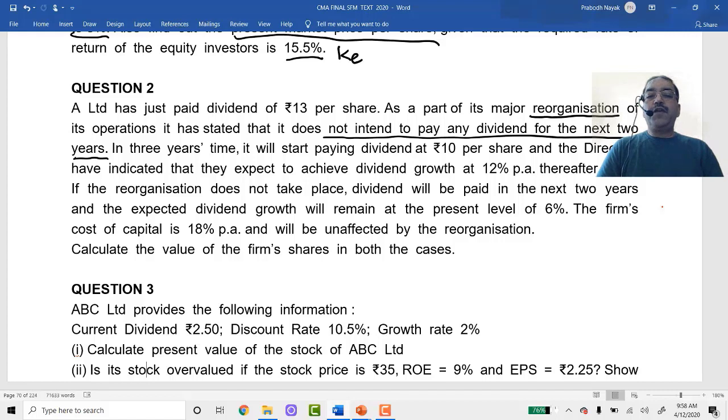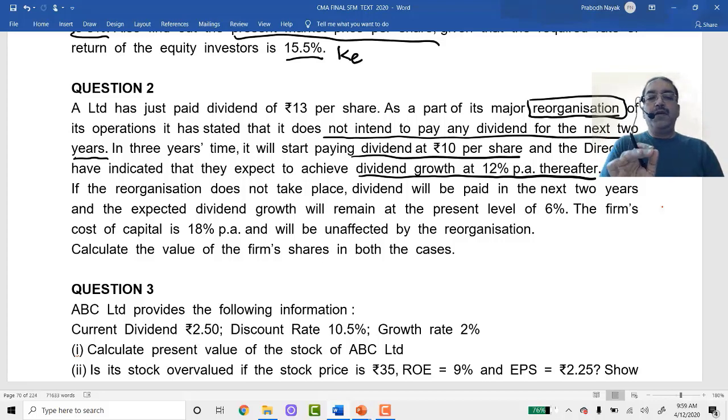In 3 years' time, it will start paying dividend. That means from third year onwards, it will start paying dividend of 10 rupees per share. And the directors have indicated that they expect to have a dividend growth at 12% per annum thereafter. This is if the reorganization is done. So if reorganization is done, first 2 years, no dividend. So D1 is 0, D2 is 0. D3 will be 10 rupees onwards. And the growth rate thereafter is 12%.